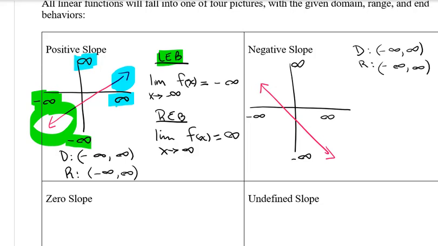There's no holes or removable discontinuities. There's no jumps in the graph. That would be called a jump discontinuity. We don't have any irregularities. They just go on forever.